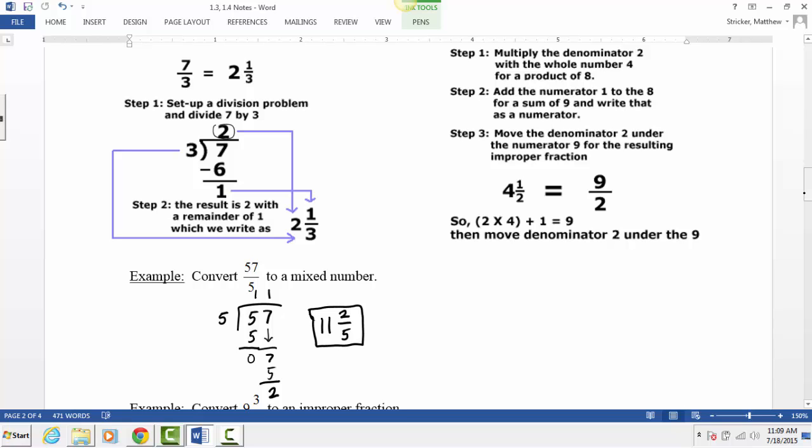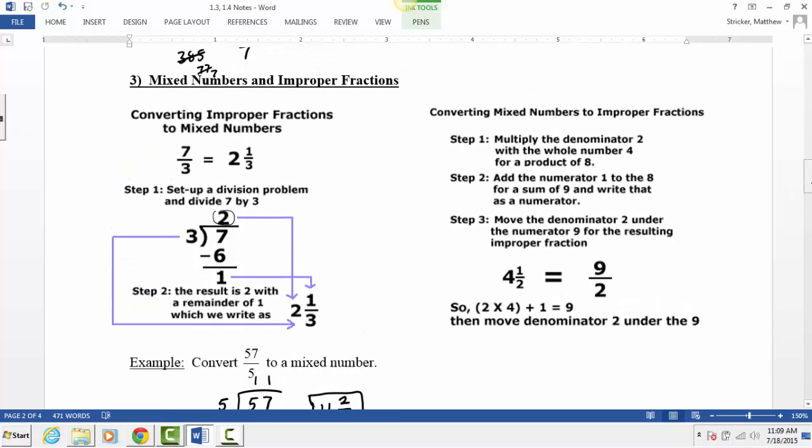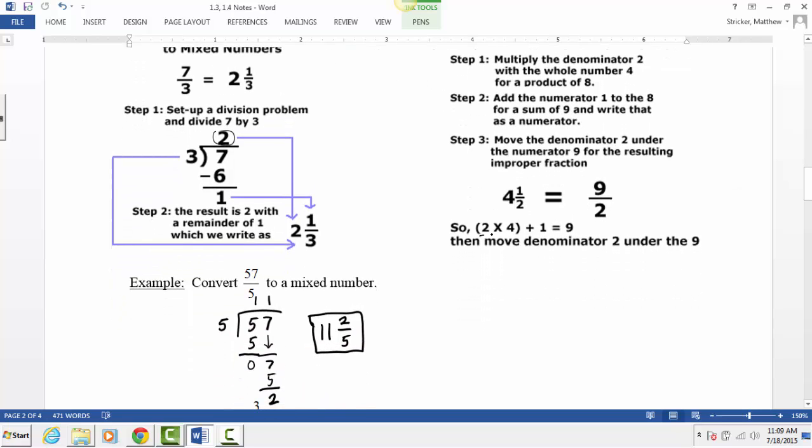Okay, we're also going to talk about how to convert the opposite way. How do we convert a mixed number back to an improper fraction? It's a 3-step process. Most of you have probably done this many times before. You multiply the denominator by the whole number to get 8, and then you take that 2 times 4 and add the numerator to it, which in this case is 1. So 2 times 4 is 8, plus 1 is 9, and then you write that over the denominator of 2. And you see it written out right here.